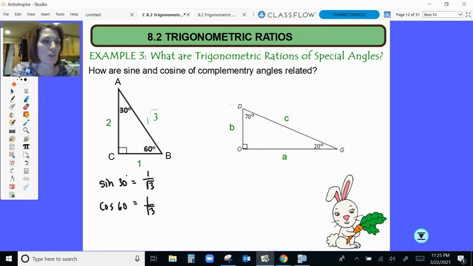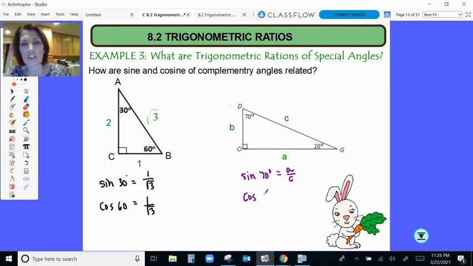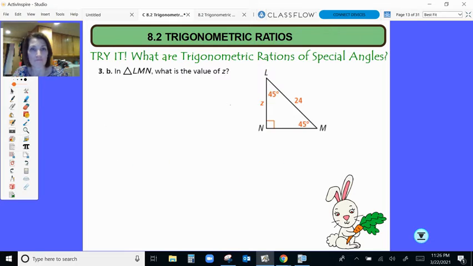Okay. Same thing over here. Let's look at this guy. If we take our sine of our 70 degree angle, right? Our sine is going to be A over C. Our cosine of our 20 degree angle, our complementary angle, is going to be A over C. Okay. And so the sine of one angle equals the cosine of the other angle and vice versa. And remember, our tangents are reciprocals of each other.